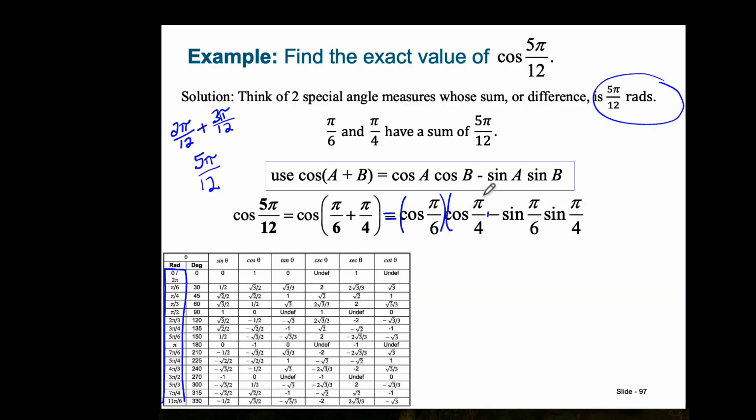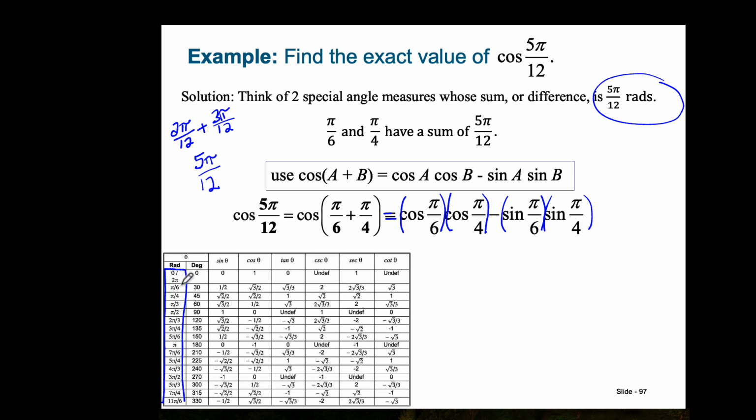Lots of minus and fraction bars there, so it can look a little bit overwhelming. If you want to add parentheses, that might just help show the operations. These two are multiplied, then there's a minus sign, then these two product again. All right, so let's find each one of these.